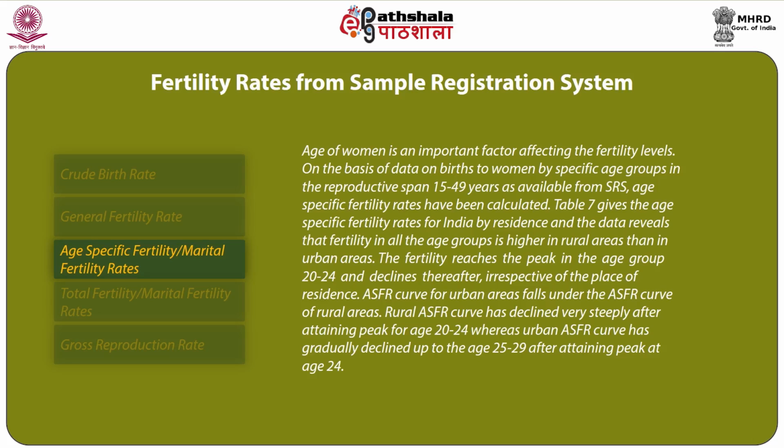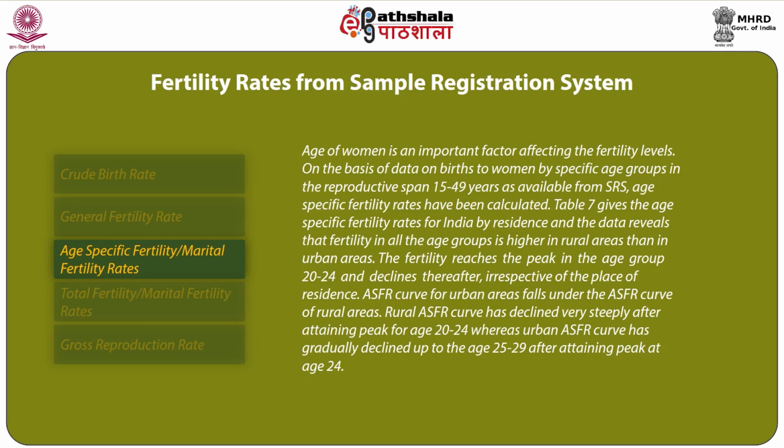The table gives the age-specific fertility rates for India by residence, that is, rural and urban, and the data reveals that fertility in all the age groups is consistently higher in rural areas than in urban areas. The fertility reaches its peak in the age group of 20 to 24 years of a woman and declines thereafter, irrespective of the place of residence, both rural and urban.